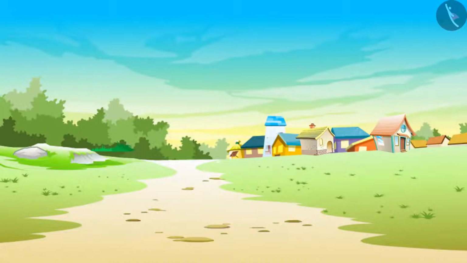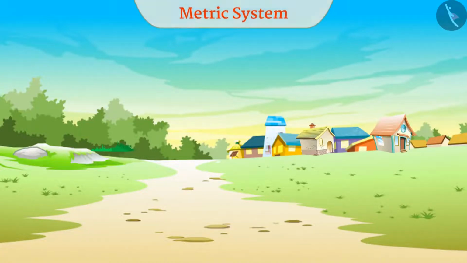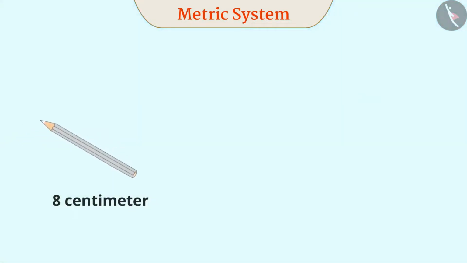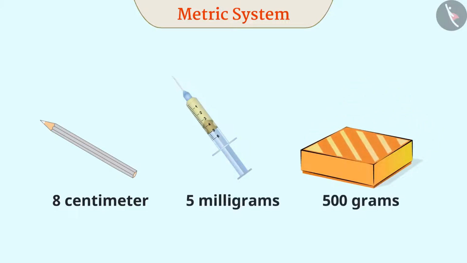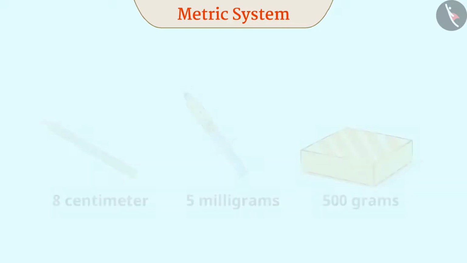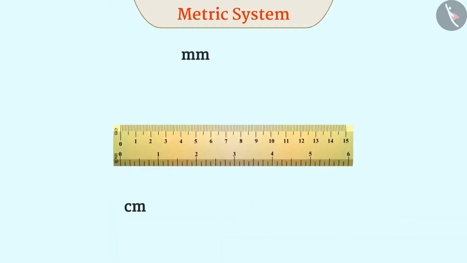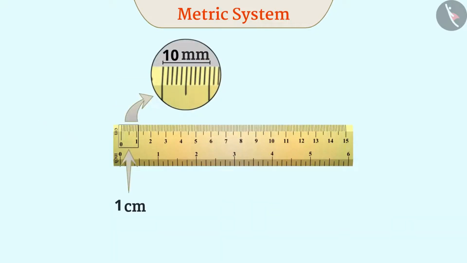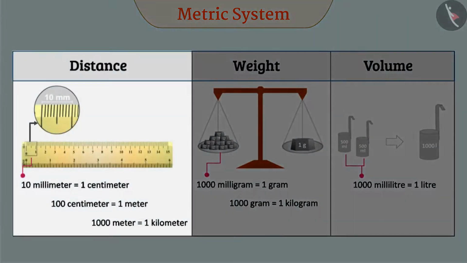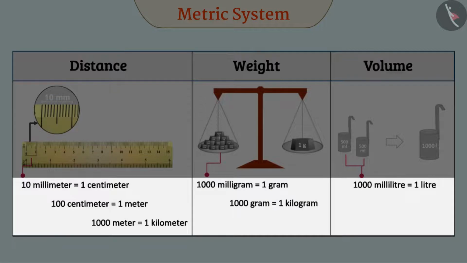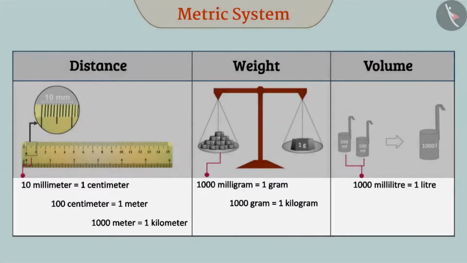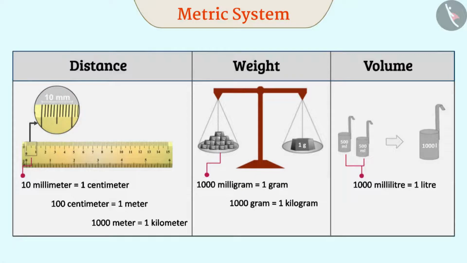In your life, you must have seen the use of the metric system in many places, such as 8 cm length of the pencil, 5 milligrams of medicine in a needle, 500 grams of sweets in a box, etc. In many situations, we need to change the unit for this. The change of the distance, weight, and volume units expressed in the table should be known. You can understand these changes by stopping the video.